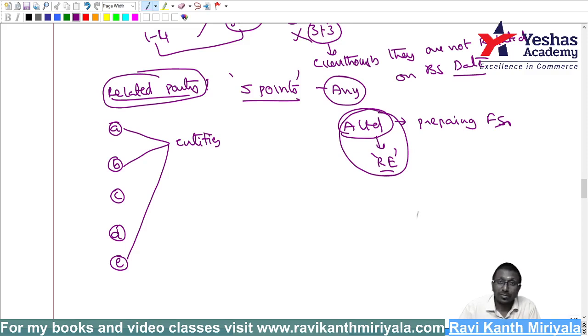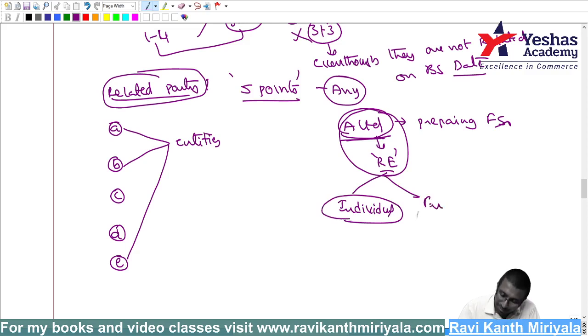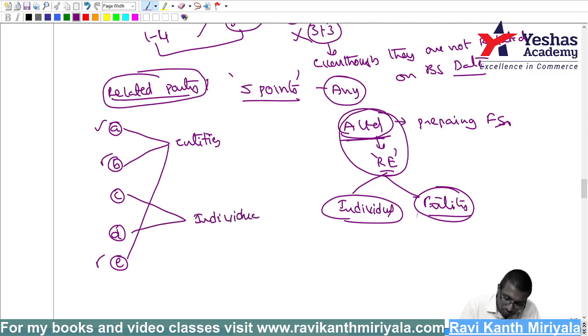Got my point? Who can be related to A? This can be an individual. One human being can be related to A Limited, or an entity can also be related to A Limited. Who will fall under this discussion? A will fall, B will fall, E, entity only. C and D are individuals. Individuals only will come under the C and D points.